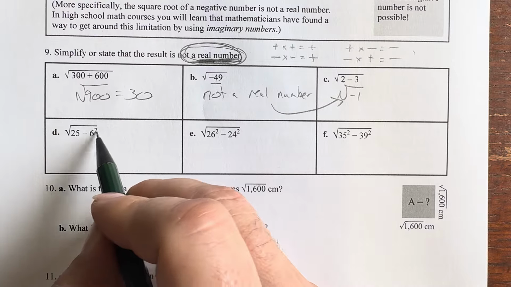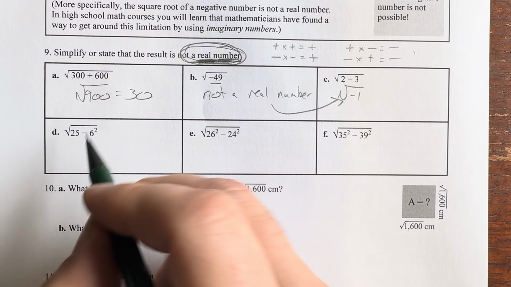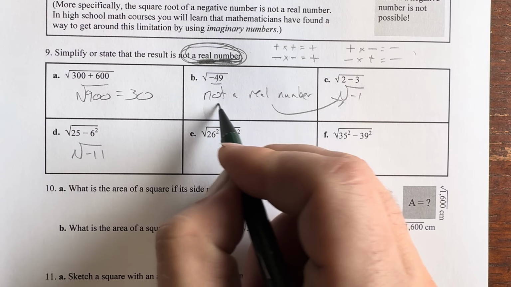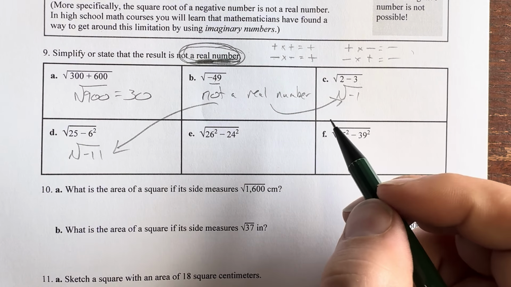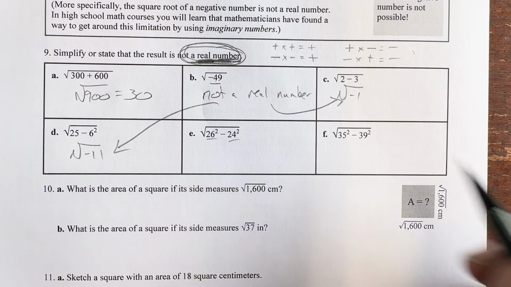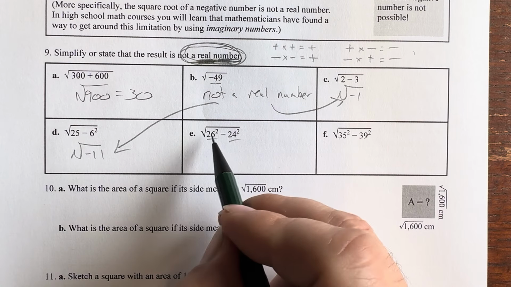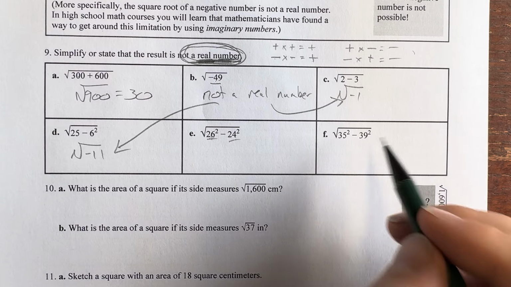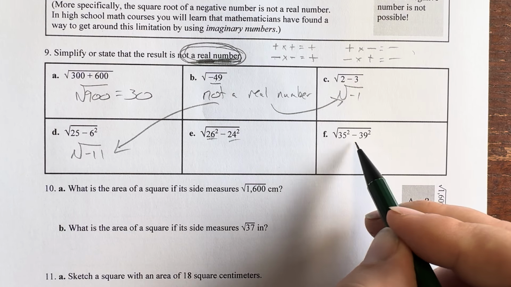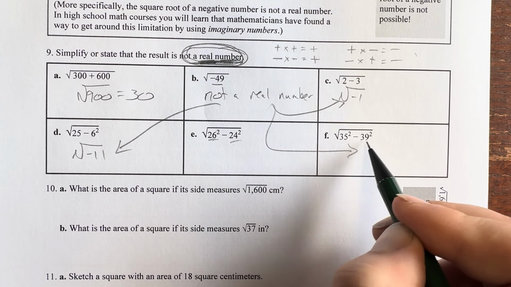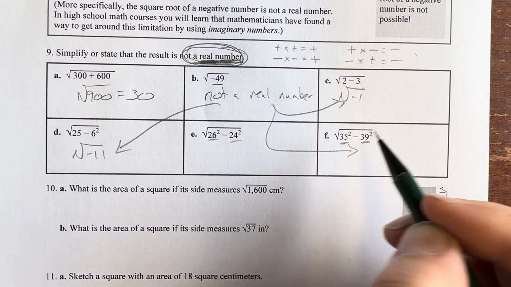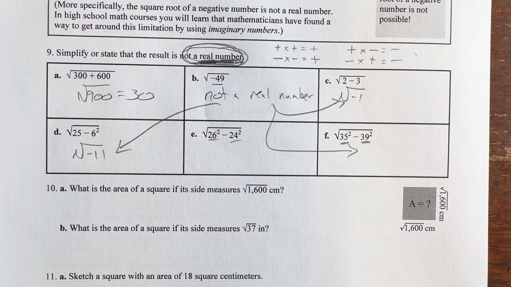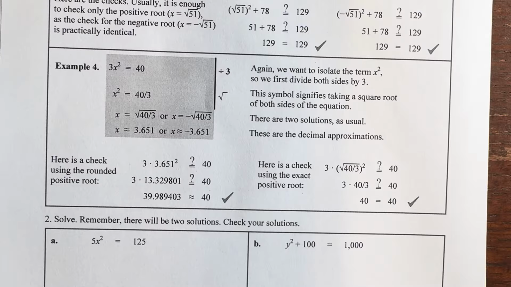25 minus 6 squared. 6 squared is 36. That gives us the square root of negative 11. Not a real number. And then I don't have my calculator with me right now, so I can't do those. But I will tell you this will be a real number because this is larger than that. And yet this over here will end up being a not real number because 39 squared will be larger than 35 squared. All right, so there we go, students. This video is going long, so let me try to speed things up as we jump into the next lesson.